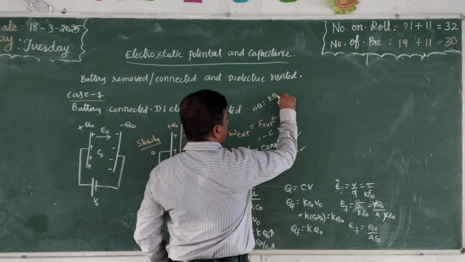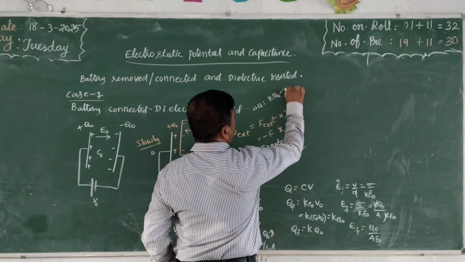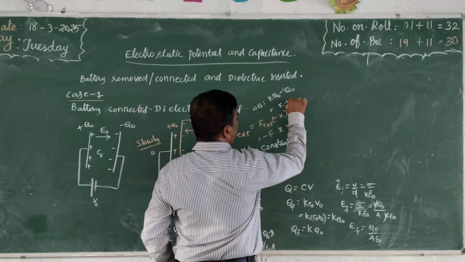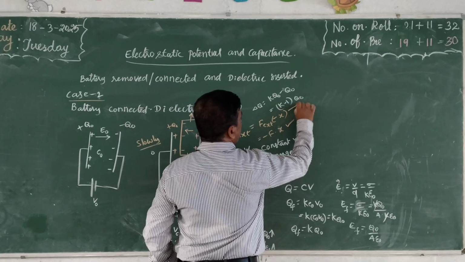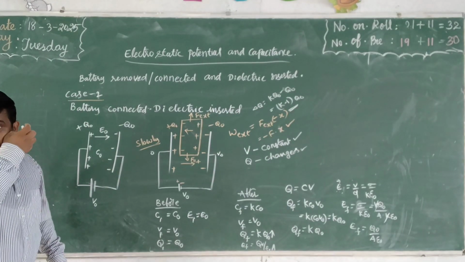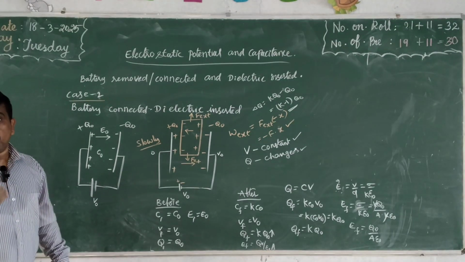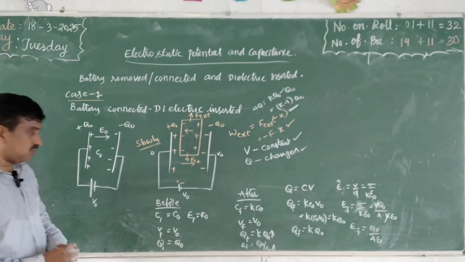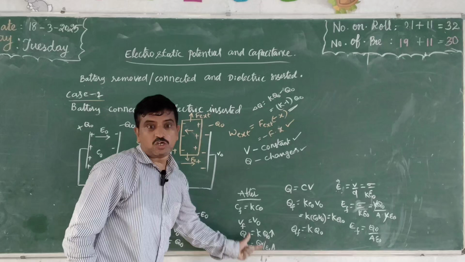K Q naught minus K Q naught means what here? (K minus 1) Q naught means the charge is increased k times. That much electric field is developed, so because of that it balances. That's why the electric field stays constant, and the potential stays constant.